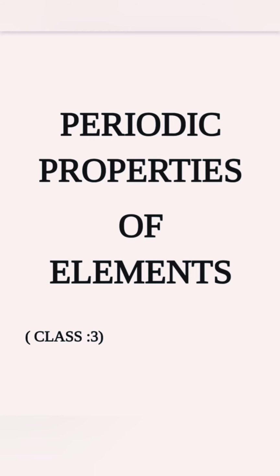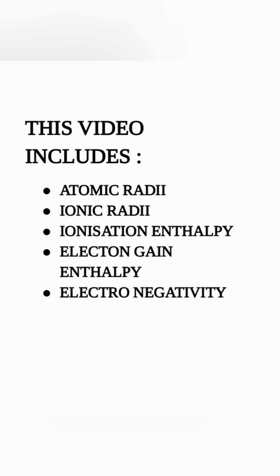Periodic properties of elements. This video class includes periodic properties like atomic radii, ionic radii, ionization enthalpy, electron gain enthalpy, and electronegativity. In this chapter we are learning about 5 periodic properties, that is atomic radii, ionic radii, ionization enthalpy, electron gain enthalpy, and electronegativity.